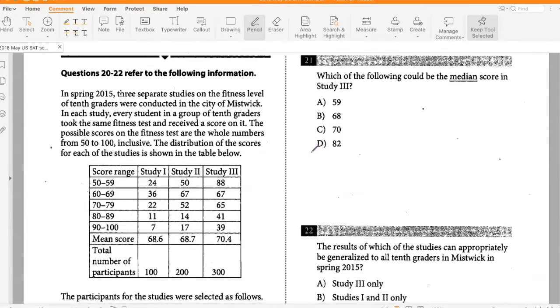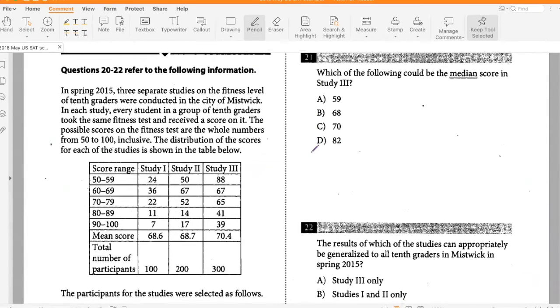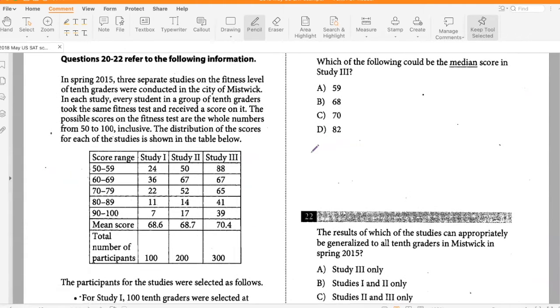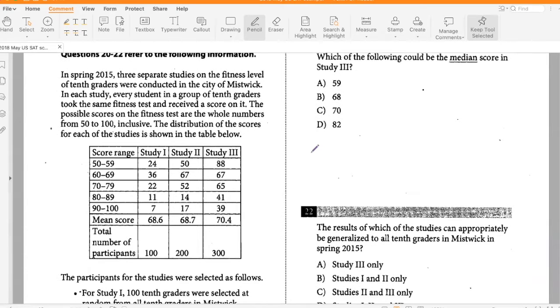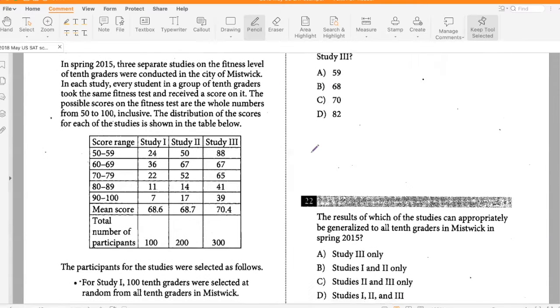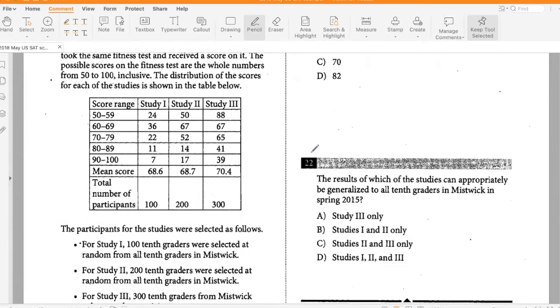In spring 2015, 3 separate studies on the fitness levels of 10th graders were conducted in the city of Mistwick. In each study, every student in a group of 10th graders took the same fitness test and received a score on it. The possible scores on the fitness test are the whole numbers from 50 to 100. The distribution of the scores for each of the studies is given below.